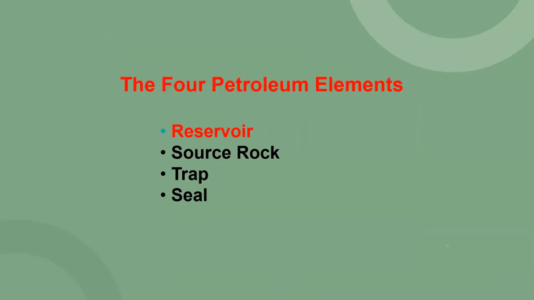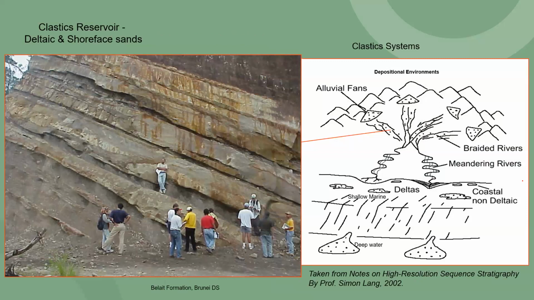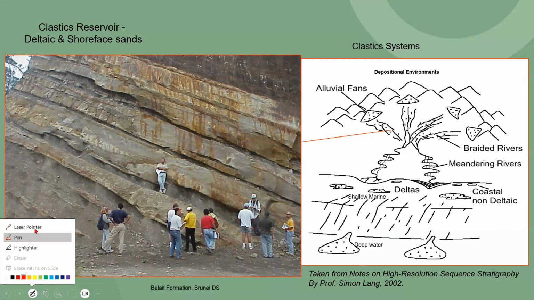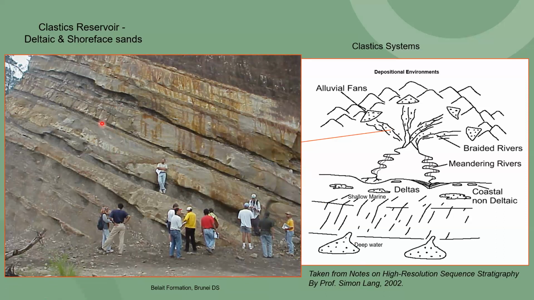So the first thing is the reservoir. Let's look at the reservoir. Normally the reservoir rock is a clastic reservoir. In a clastic environment, we have deltaic and shoreface sand. Normally this type of reservoir rock is rich in hydrocarbon, as well as rich in fish and this type of distribution. This is one of the examples, which is actually from Brunei. This is one of the reservoir rocks, which is sandstone.